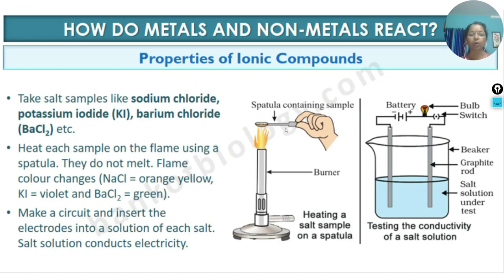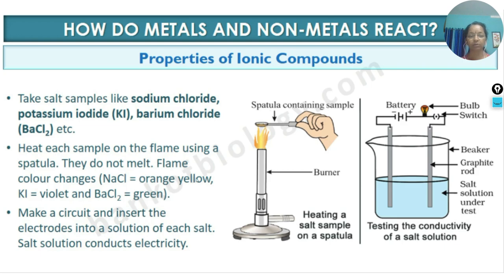So now once we observe the ionic compounds, we can find that they have certain special properties. There is an activity given here. They are saying take salt samples like sodium chloride, potassium iodide, barium chloride, etc. in a spatula and heat it. Instead of melting, the color of the flame will change according to the salt we are taking.